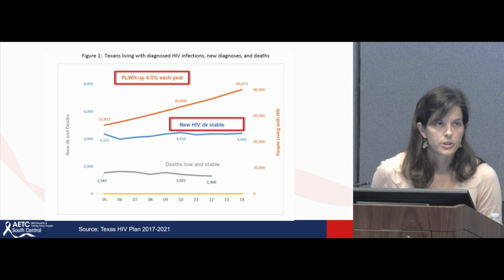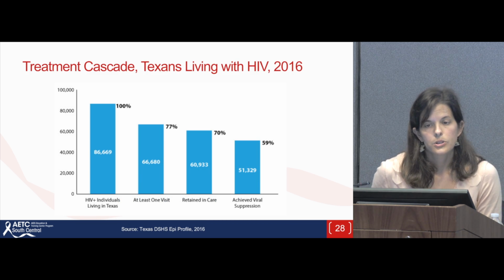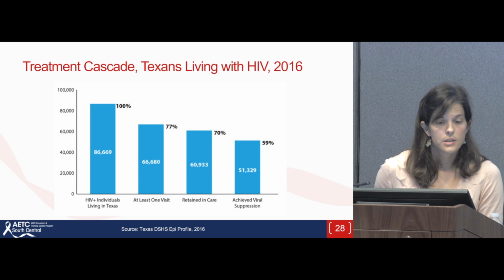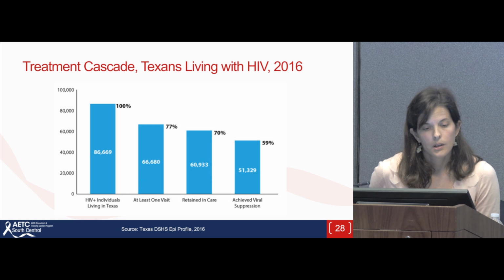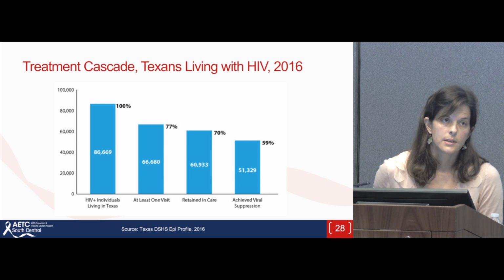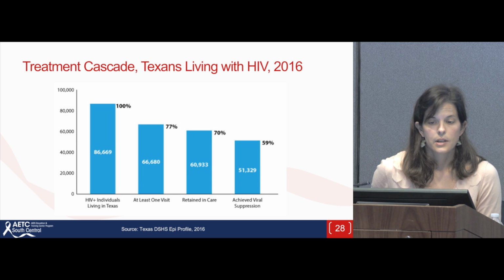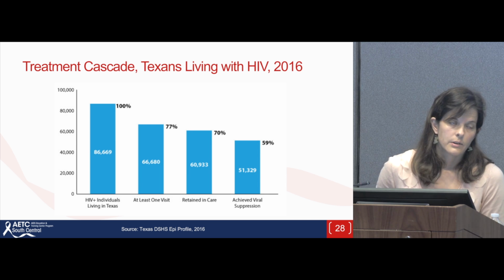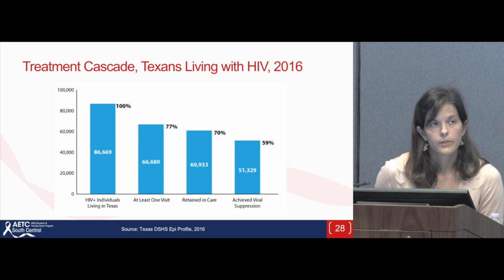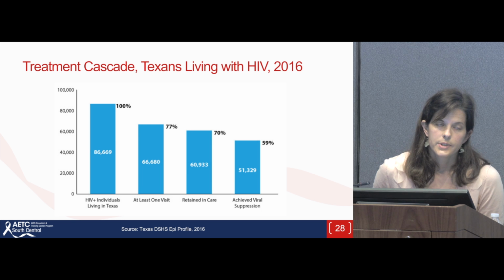Now, if we think of treatment as prevention, we need to test, treat, and retain people in care. People have to achieve viral suppression, both from a prevention standpoint as well as from a clinical outcome standpoint. This is a treatment cascade that shows Texans living with HIV and how they progress through the care continuum. So you start on the left with HIV-positive individuals living in Texas, and you can see that 23% of those that have HIV are not getting even one visit with a provider, so they're not linking to care. Those that do end up in care, 30% of them are being lost to follow-up, so only 70% are retained in care. And then 59% are achieving viral suppression. And so again, in terms of prevention and in terms of clinical outcomes, we need 100% viral suppression.